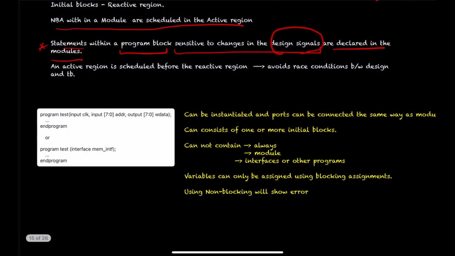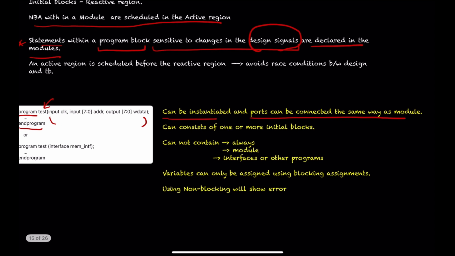Now, let's see the syntax of program, how to write a program block. We need to write program, end program, then the name, and then the signal descriptions. Correct? So how will the signals be described? It can be instantiated and ports can be connected in the same way as modules, like we write in the module, right? In the same way, we have to write it in the program block also.